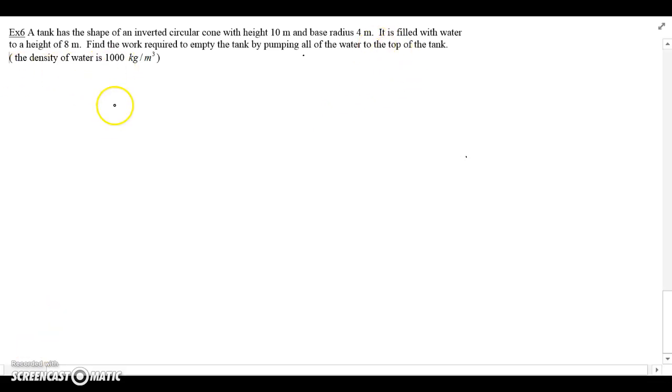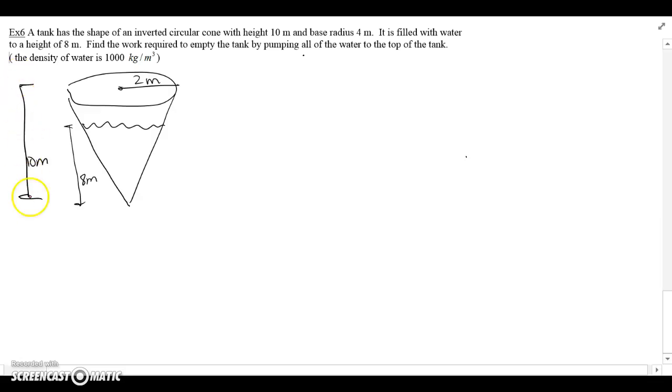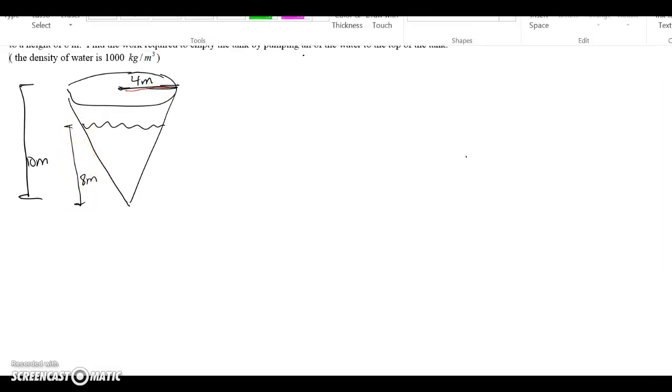So let's draw a picture first. So we got 10 meters high, 2 meters in, or actually that's the radius. So I'm going to put 4 meters is what we have here. 4 meters for the radius of the base, and then we got water up to 8 meters high.